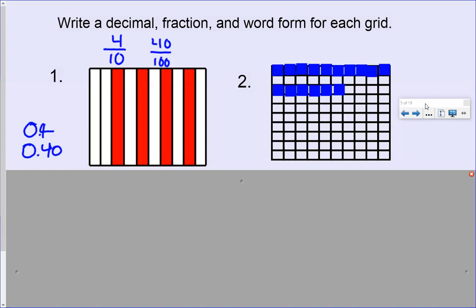Thank you, man. Now, let's come over here. What do I have shaded in this grid? 16. He's got 16 hundredths.